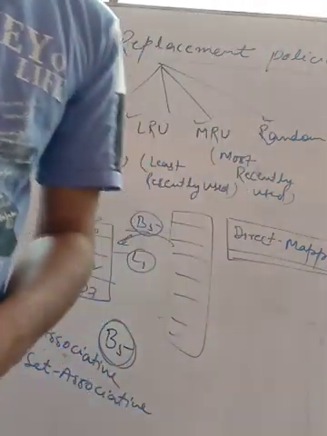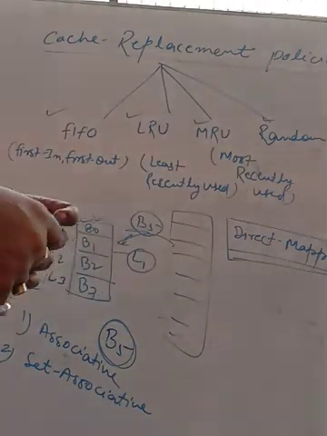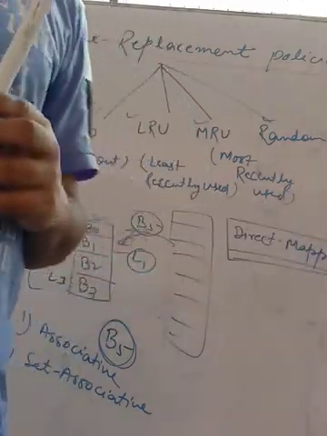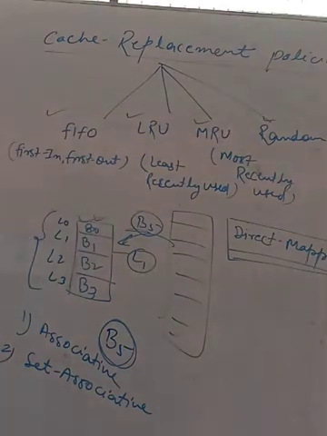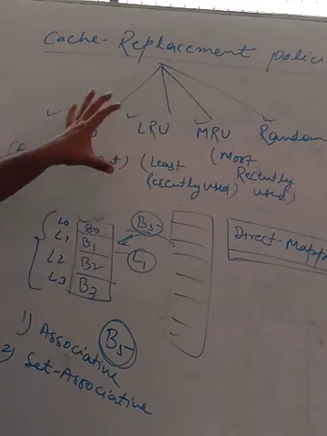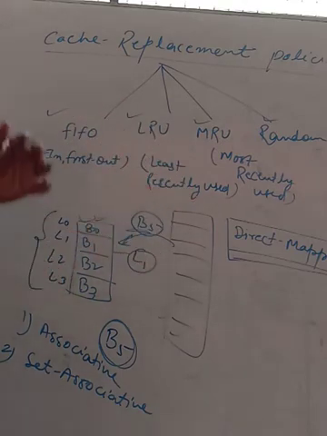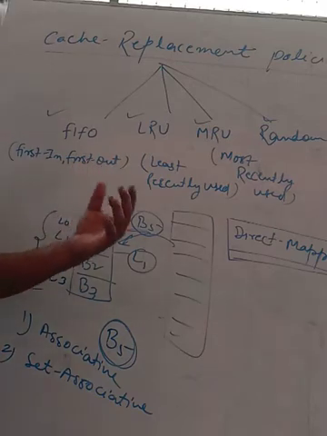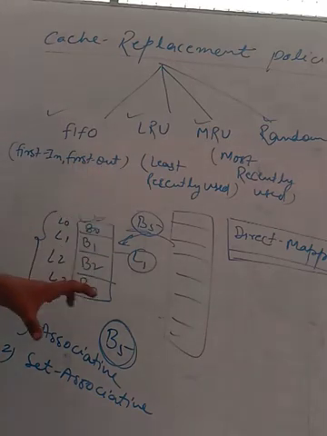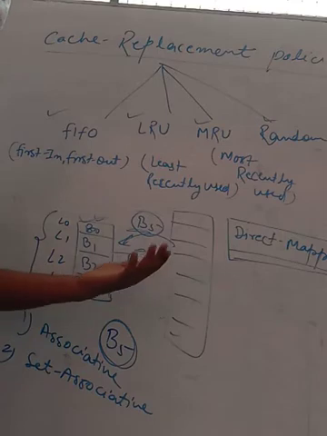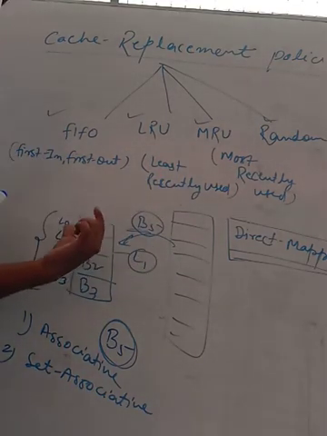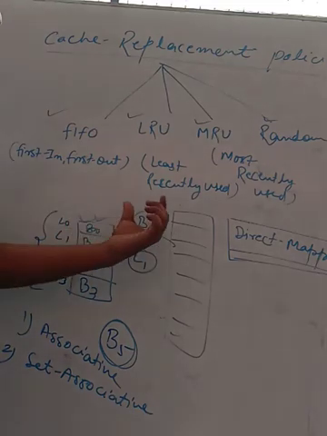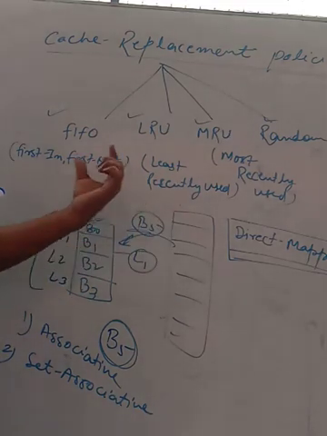Hello students, in this session we are going to discuss the cache replacement policy. What is cache replacement policy? Cache replacement is the process of removing blocks from the cache memory and inserting the new block from the main memory. It happens when the cache memory is already full and the processor is requesting some new blocks for its execution. In that case, which block of the cache memory should be removed, and in which vacant area should the new block be placed?